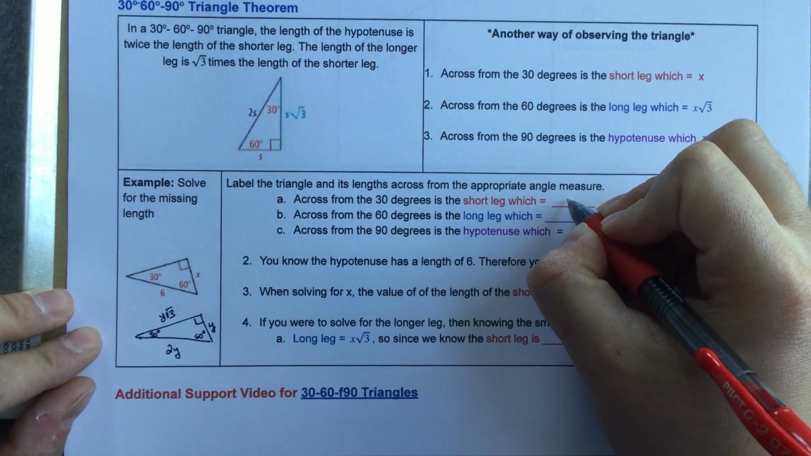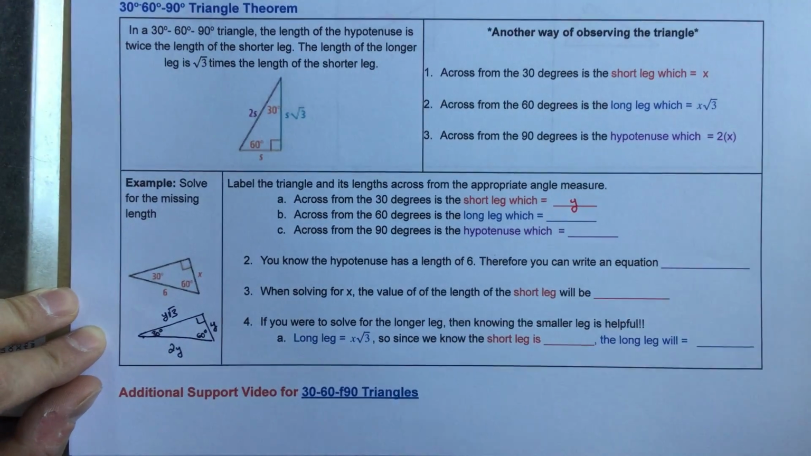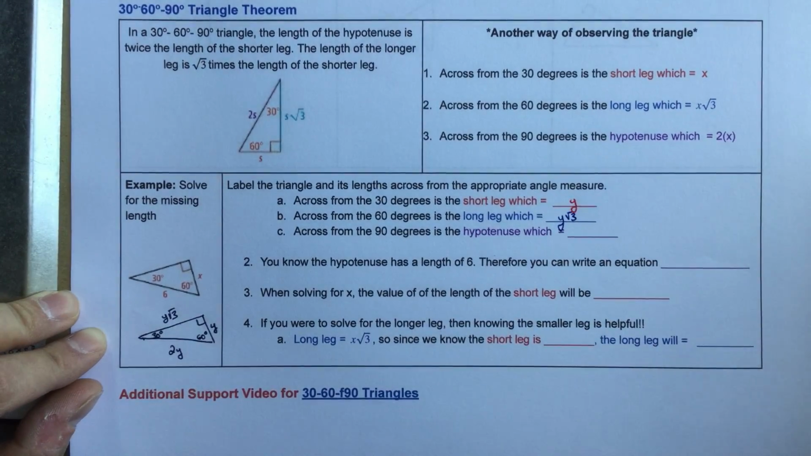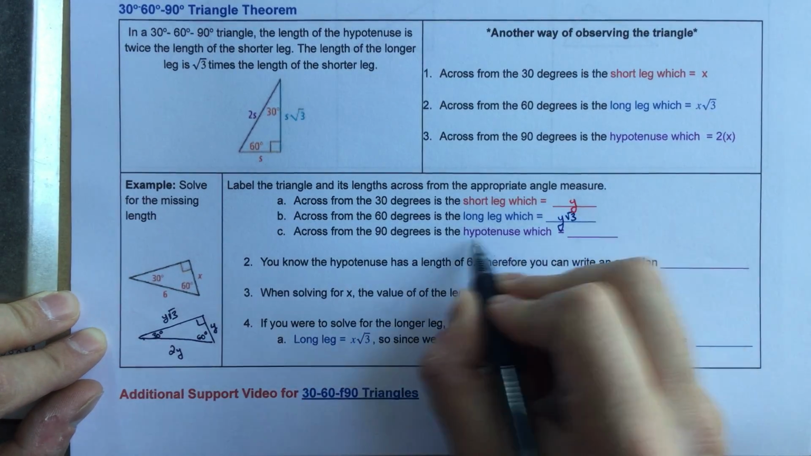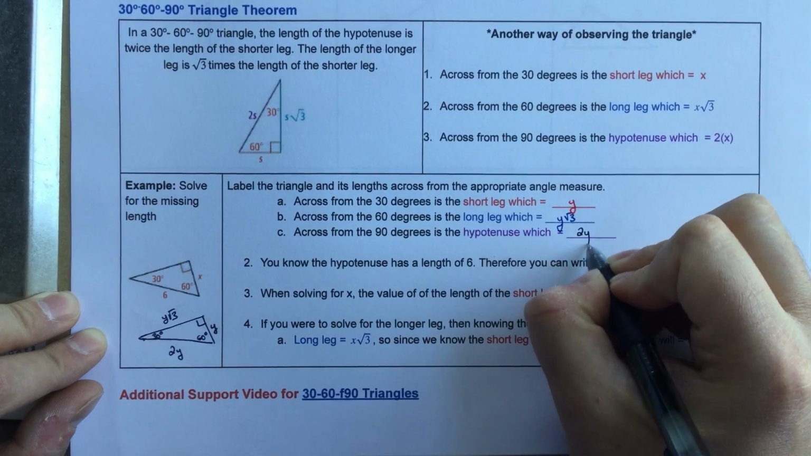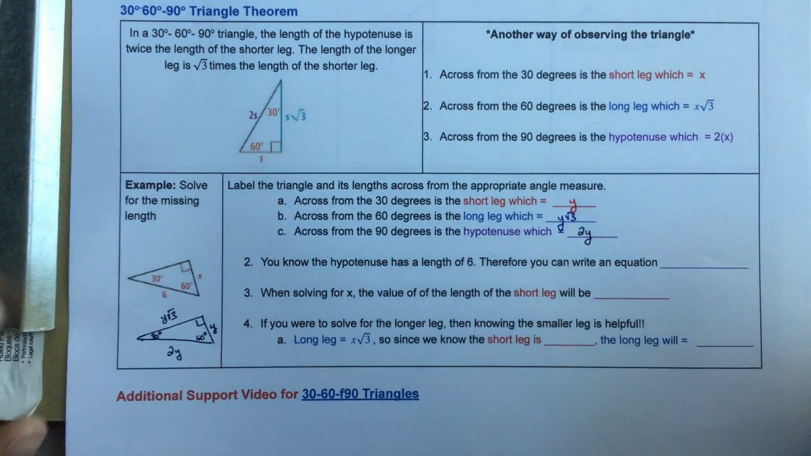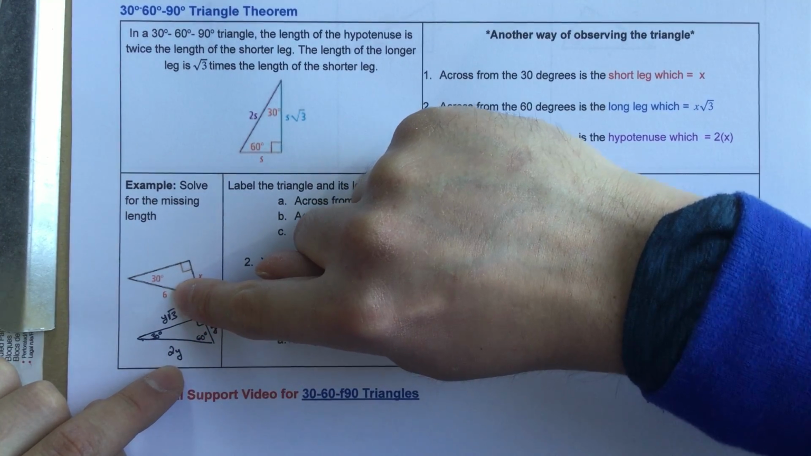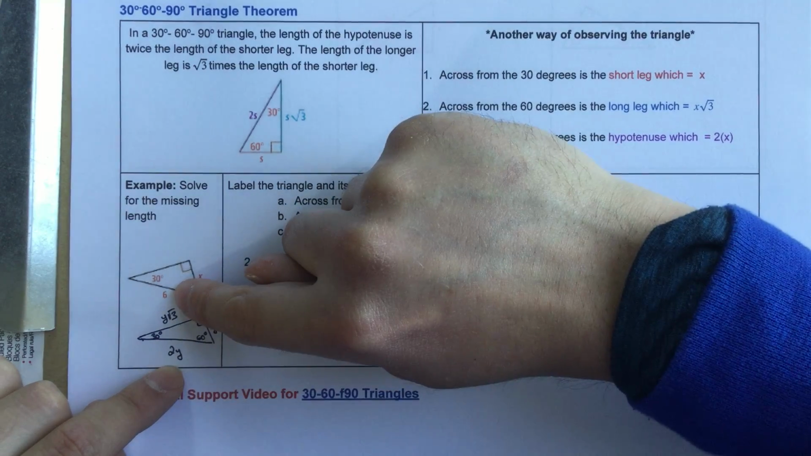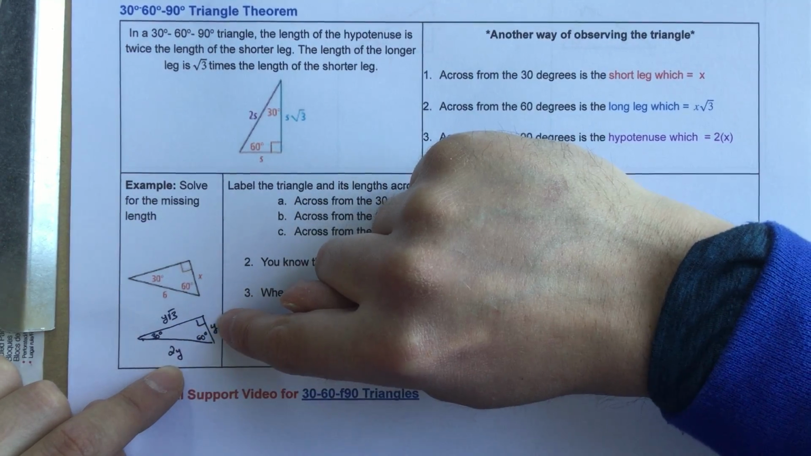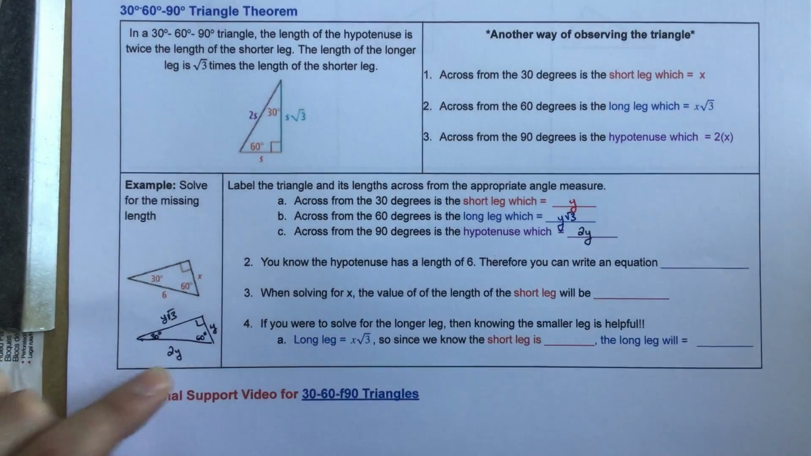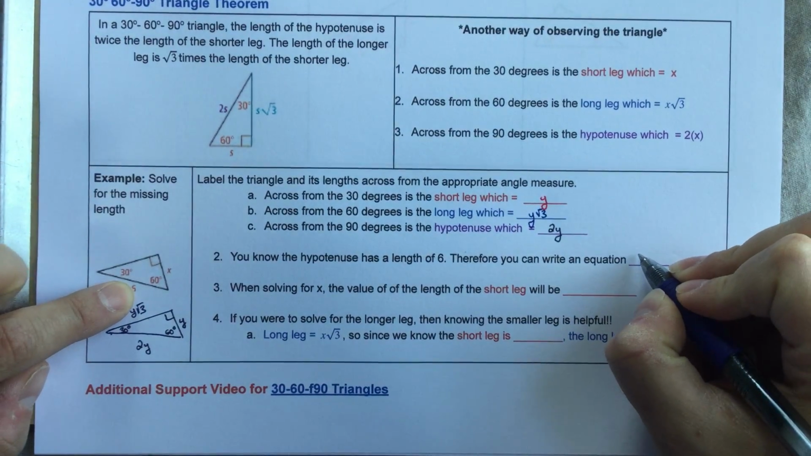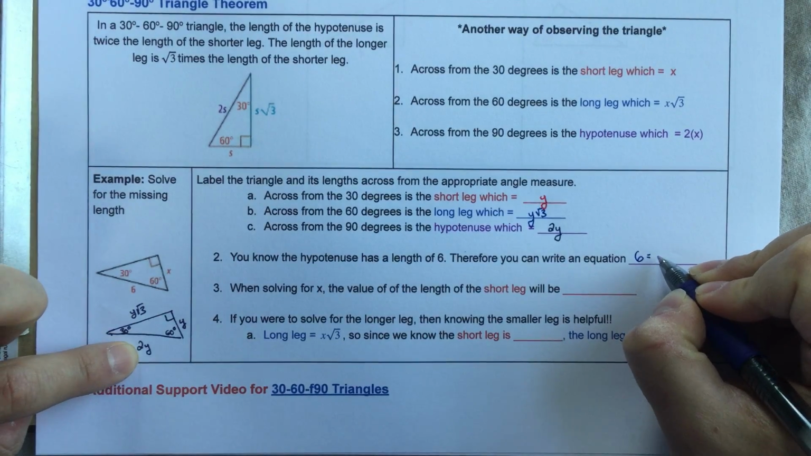Across from the 30 degrees is our value. I'm going to call it y. Across from the long leg is that value times the square root of 3. And across from the 90 degree angle, which is the hypotenuse, is 2 times that missing length. There's a reason why I do this, because when we go back here, look at what we have. We know this number 6, and I'm going to compare it to this 2y. So if I want to solve for what y equals, I can create a little equation. Since the hypotenuse has a length of 6, you can write the equation 6 equals 2y.